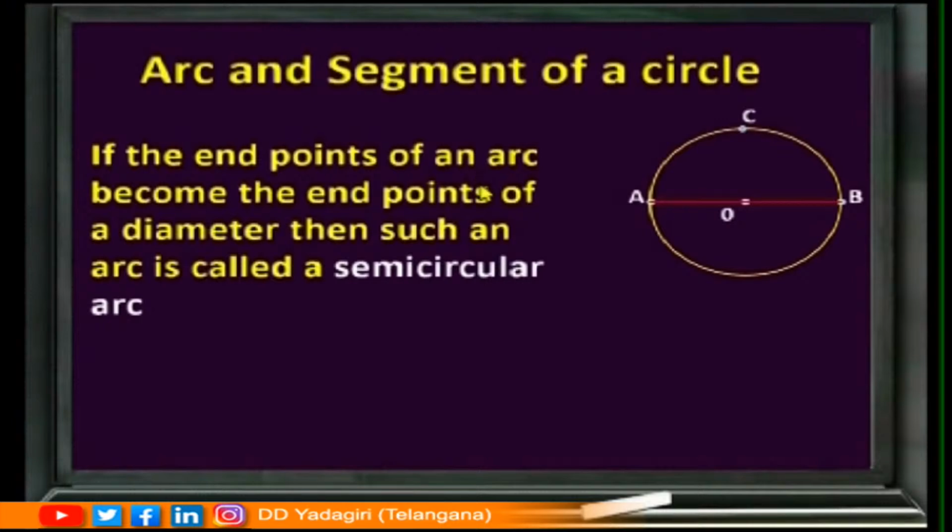If the endpoints of an arc become the endpoints of a diameter, then such an arc is called a semicircular arc. So, here ACB is a semicircular arc. If I take a point here as D, ADB will also be a semicircular arc. So, a circle divides into two equal semicircular arcs.